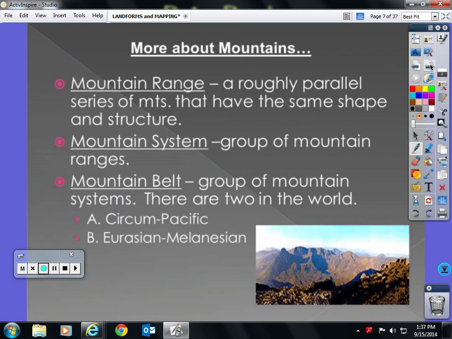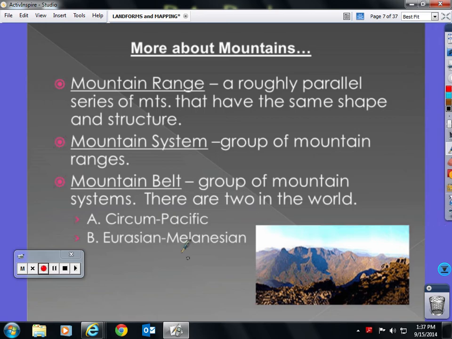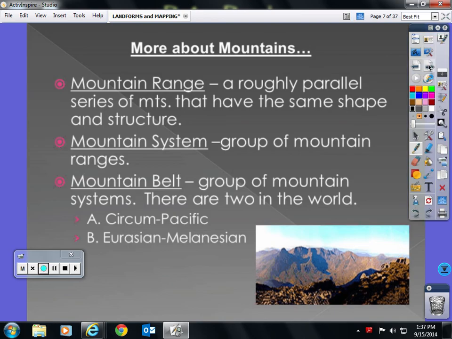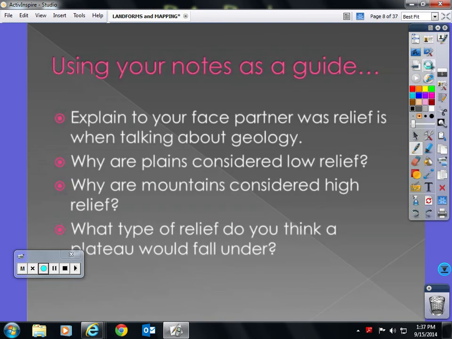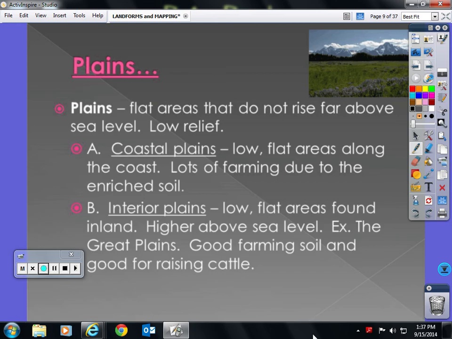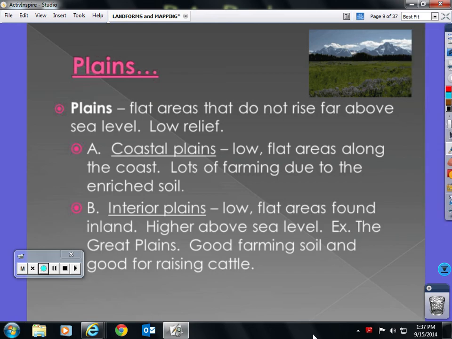Okay, a range, it says a roughly parallel series of mountains that have the same shape and structure. Generally, they're all formed at the same time. A mountain system is a group of ranges, and a mountain belt is a group of systems. So we started from smallest to biggest there. I'm not going to ask you to know the Circum-Pacific and Eurasian Melanesian. I'm just going to let you know that there are two major mountain belts on the Earth. Let's skip that.